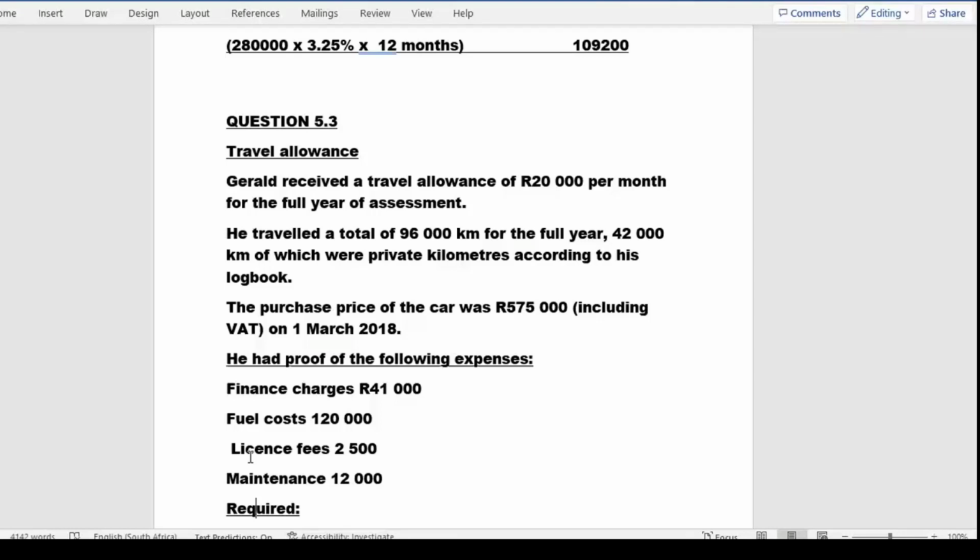They are going to be very specific in the question. Remember, the year of assessment in tax is not like in accounting. In tax, it always ends on the 28th or the 29th of February. So let's say the car has been given at the beginning of December. You are only going to multiply that by 3, not the full 12 months. But they will tell you whether it's for the full year of assessment or for certain months, and then you multiply by that number of months.